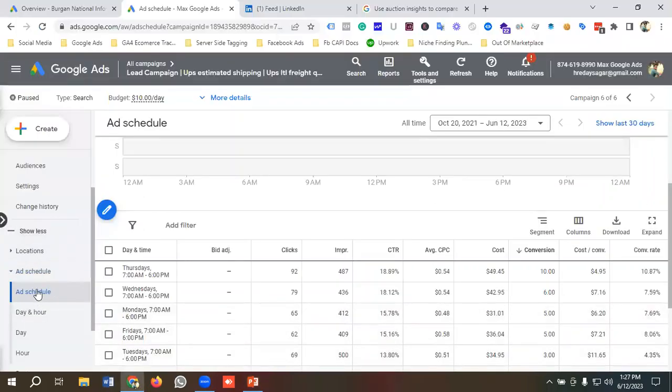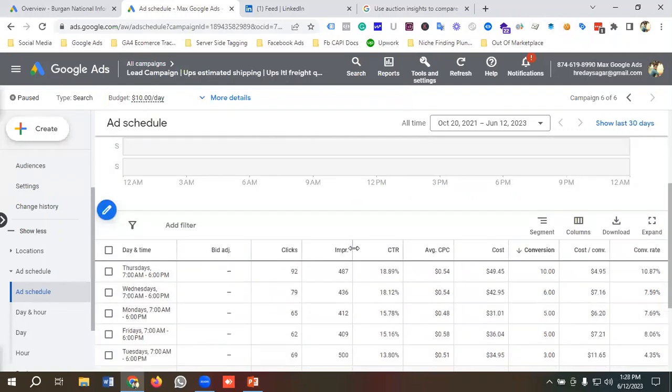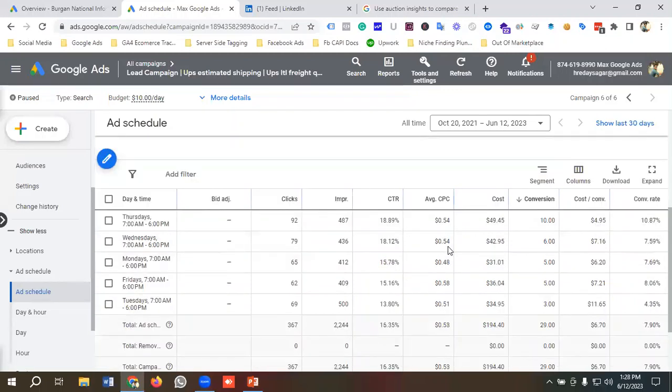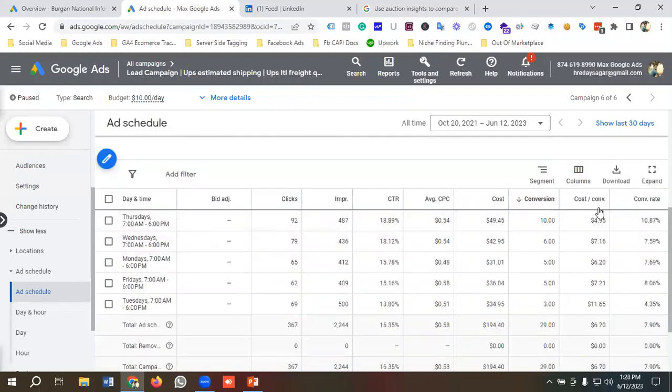So we are in the ad schedule options of our Google Ads. You can see over here, we have the day and time available, like in which days we got how many clicks, how many impressions we have received in these specific days, and what is the CTR, what is the average CPC, what is the cost, how many conversions we got, what is the cost per conversion, and last of all, what is the conversion rate. Okay, so all the metrics are available.